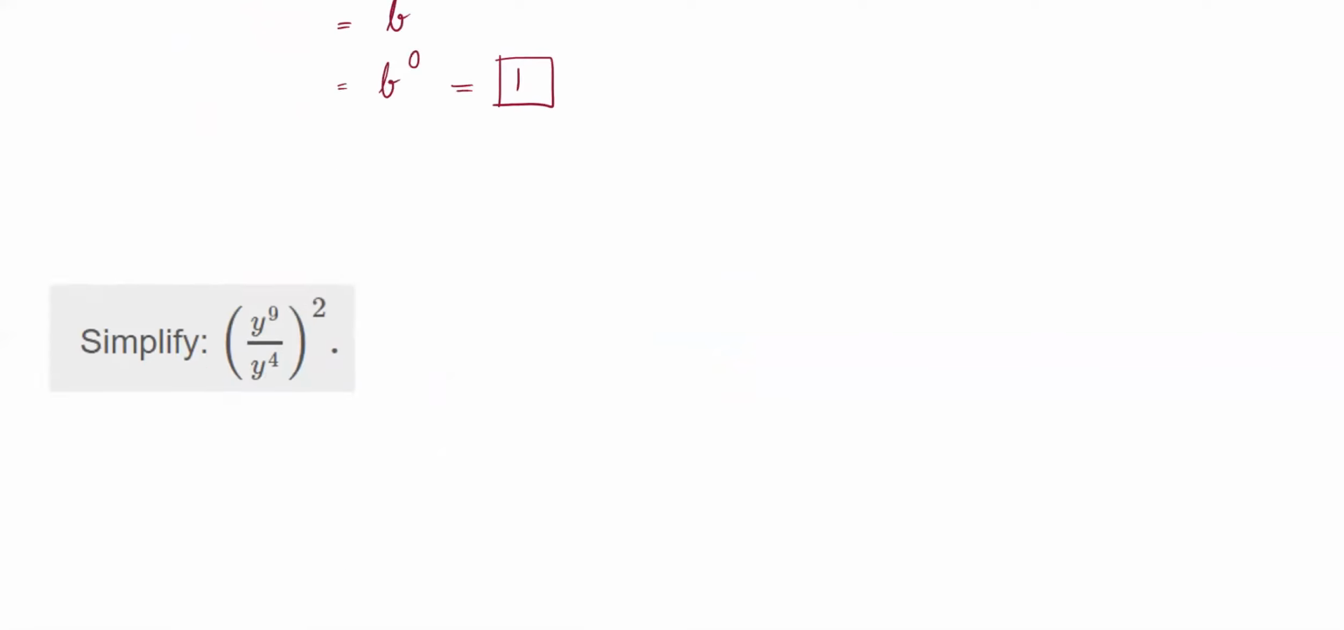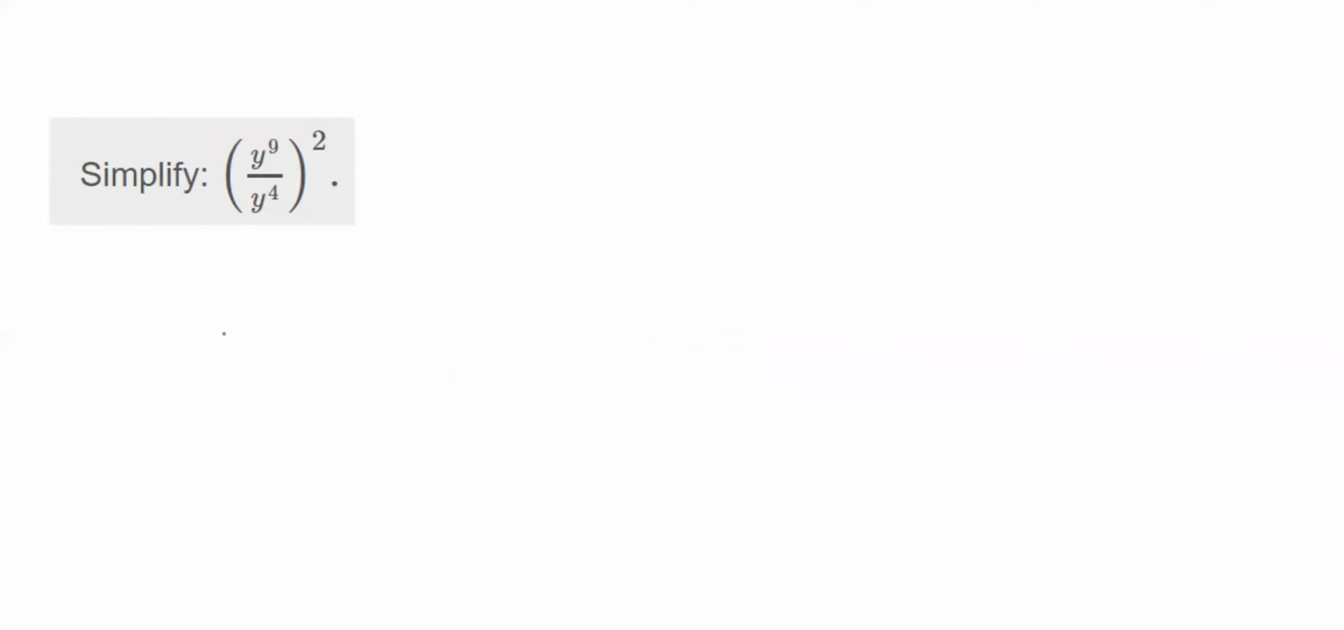All right, let's come to this. Y power 9 over y power 4 the whole squared. Now again, there are many approaches to this. You could see the overarching power 2 as being distributed to the numerator and the denominator powers. That's one way to see it. The other way is to see it as PEMDAS, where you begin working on what's inside the parentheses first, and then go to the power that's outside.